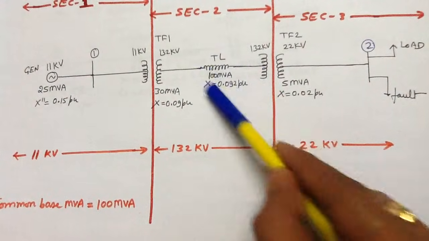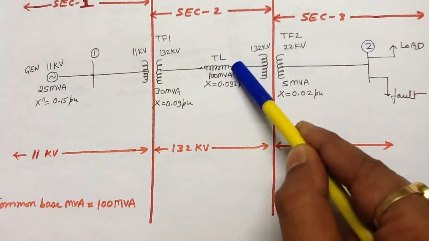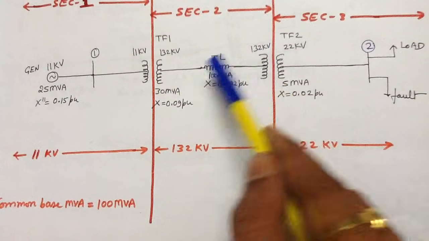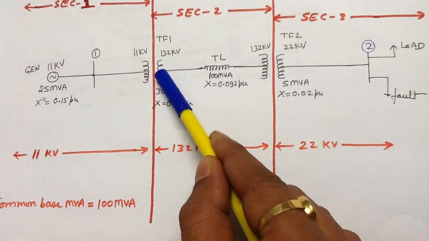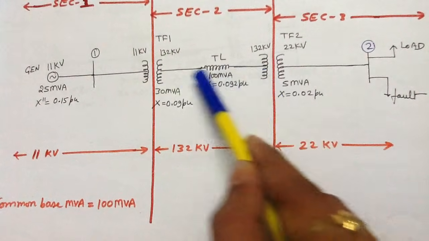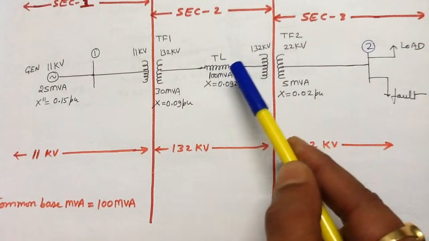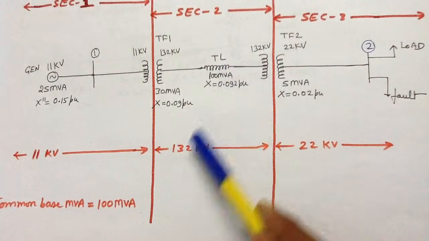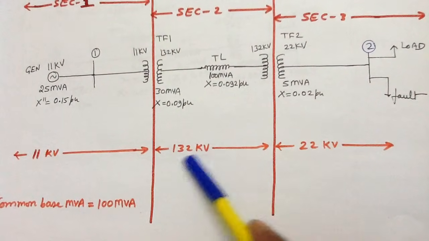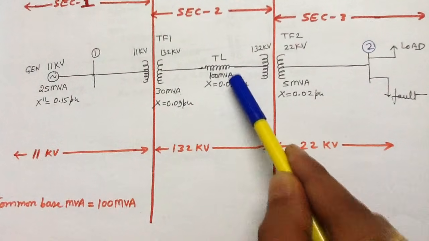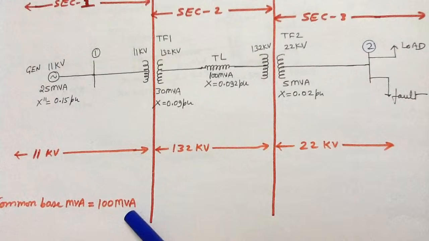Now if you consider this transmission line, the old base voltage is 132 kV because this transmission line is connected to HV side of the transformer number 1 and HV side of transformer number 2. So you can say that the old base voltage for this transmission line is 132 kV and the new base voltage is also 132 kV. The old base MVA is 100 MVA and the new base MVA is 100 MVA.